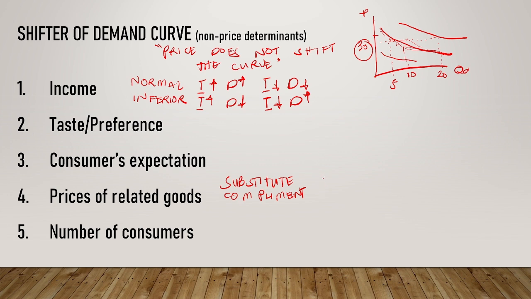So for example, what will happen to the demand if the price of a substitute increases? Remember, substitutes, for example siomai and siopao. Siomai is our product to analyze, and siopao is the alternative. If the price of siopao increases, your demand for siomai will be higher because siopao became more expensive. So what will happen to demand?